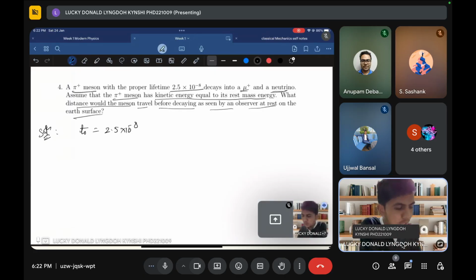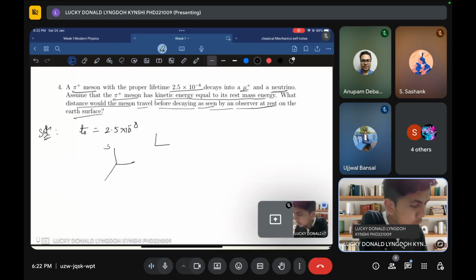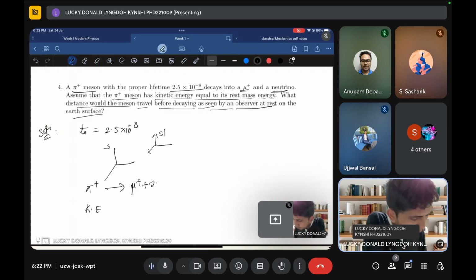Now, a pion is moving, and it is also decaying into a mu and a neutrino. You need to find the time in which the meson travels before decaying, as seen by the observer at rest. So automatically there is an S frame in which the observer is at rest, and an S prime frame in which the pion is moving. Pion decays into mu plus neutrino. It's also given that the kinetic energy of the pion is equal to its rest mass energy.